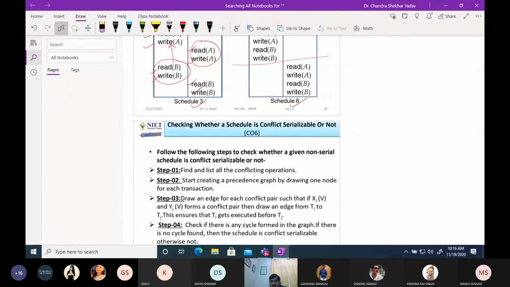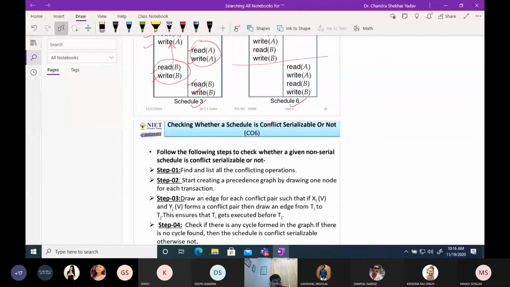not. So in this algorithm, we will draw a precedence graph or conflict graph or serializability graph in which each transaction is represented by a node and a directed edge represents the conflicting instructions. Did you get it?